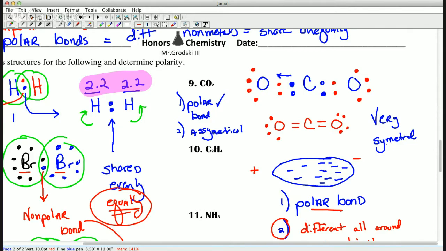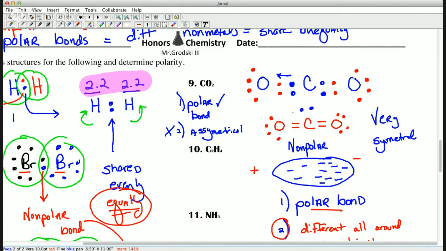Being very symmetrical means, like I showed you with that animation, that this cannot be a polar molecule. These polar bonds, or these dipole moments, cancel. So because it's not asymmetrical, this can't be a polar molecule. These polar bonds cancel out, and this is a non-polar molecule.